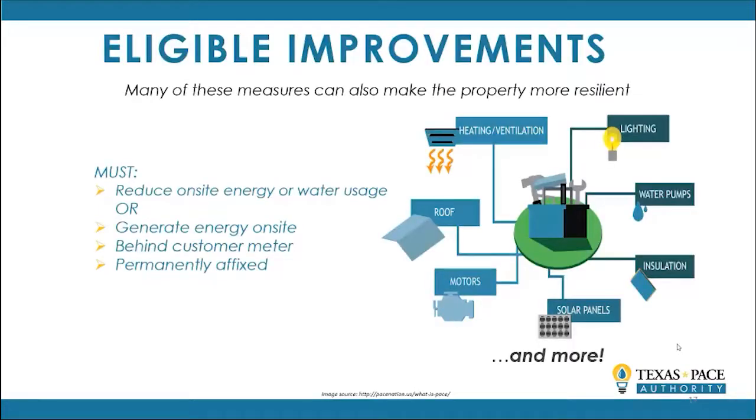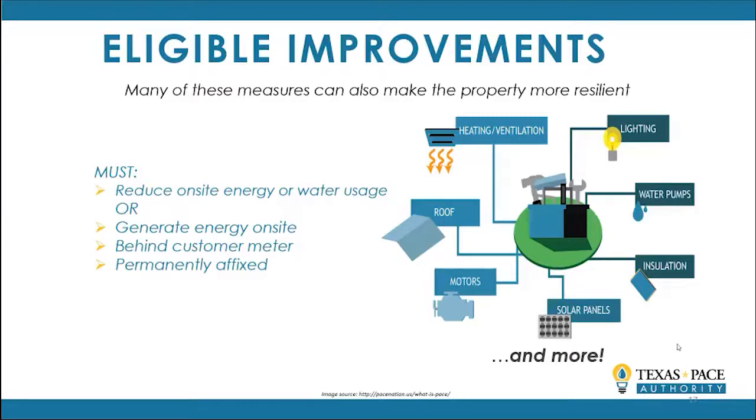Now, we talked about eligible improvements. And really, the projects that qualify for PACE are those that reduce energy or water usage on site or generate on-site energy behind the customer meter and are permanently affixed to the property. So this includes your HVAC, your lighting, roofing, insulation, water pumps, irrigation, solar panels, and more. So basically, if we can prove up savings behind the customer meter, then likely it's eligible.